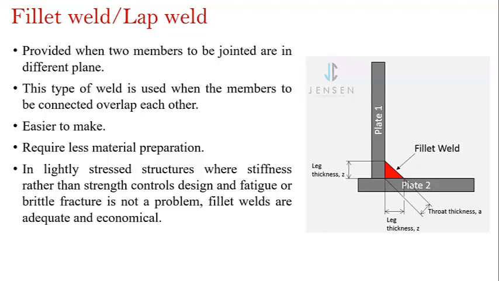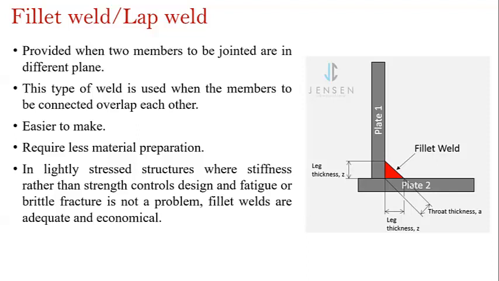So what does this point say? It is where the structures are very lightly stressed. Okay, in a structure where you find fewer stresses, in these materials where stiffness is one of the major criteria, not the strength. So here we are not going to consider the strength, we are going to consider the stiffness. So where stiffness is the major criterion and the fatigue or brittle fracture is not a major problem, then fillet welds are to be used, and they are also economical in such cases.